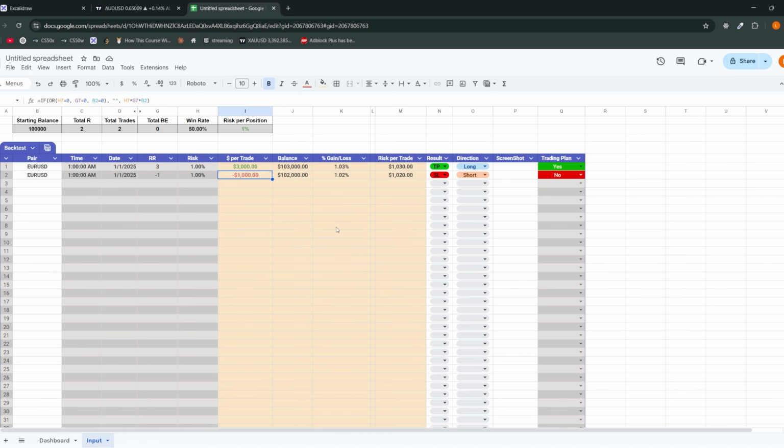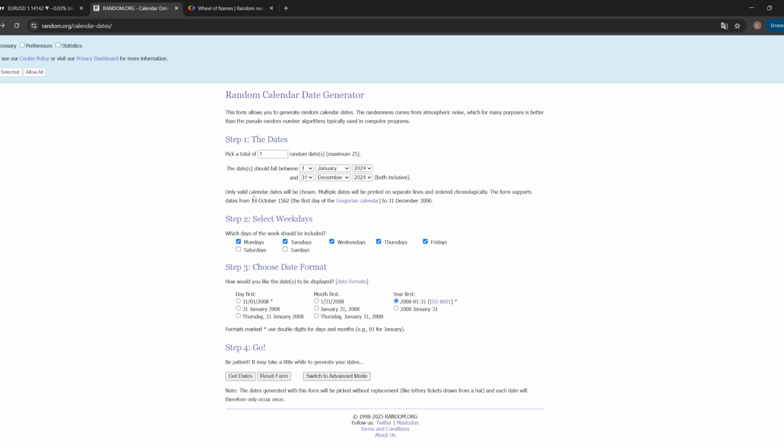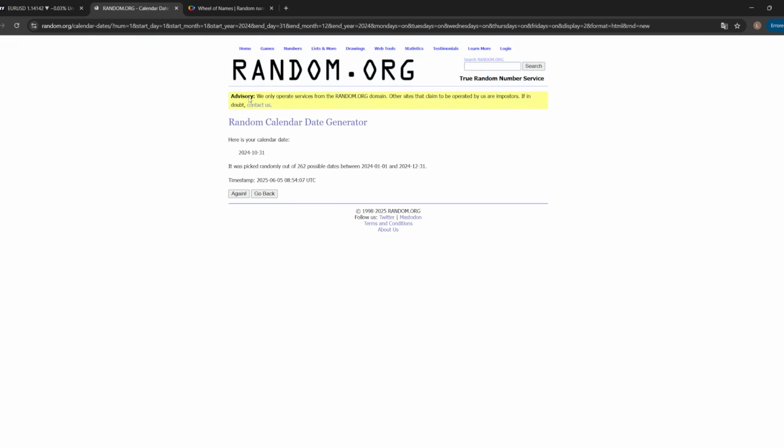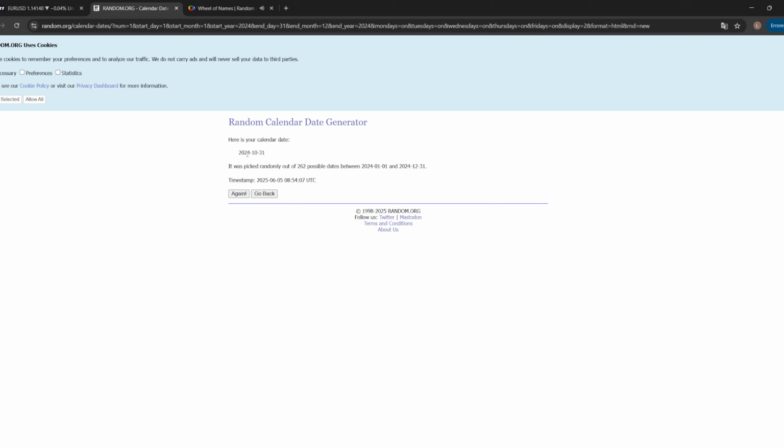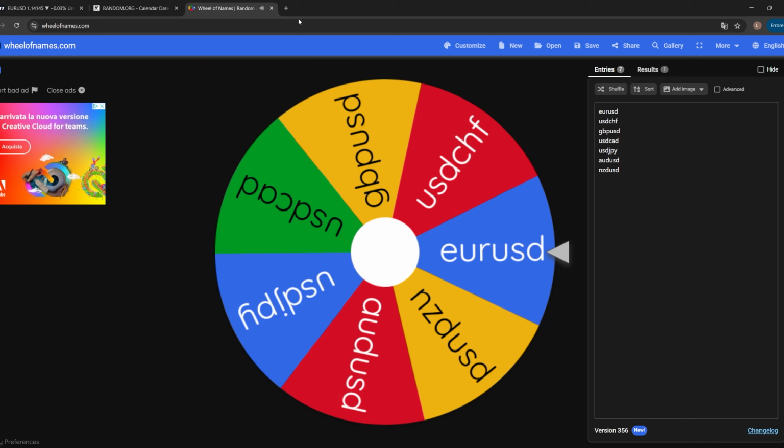This is because I don't want to take into account exponential growth. I only want to take into account slow and steady growth. We will have a result, a long direction or a short direction, the screenshot of the trade, and whether the trading plan was respected or not. So I get a random number generator, one for the date and one for the pair. Let's get a date. So the 31st of October, I think, yes, and EUR/USD.